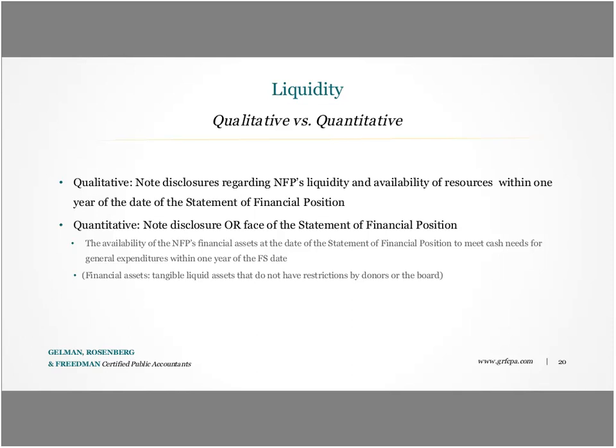Now, the availability of a financial asset can be affected by several things. It could be the nature of the financial asset. It could be external limits imposed by donors or contracts, or even internal limits by the board.